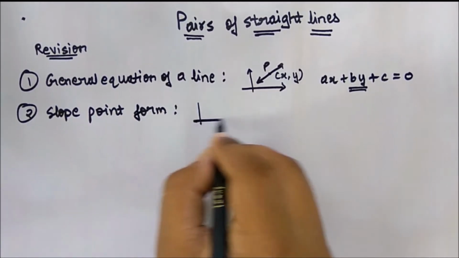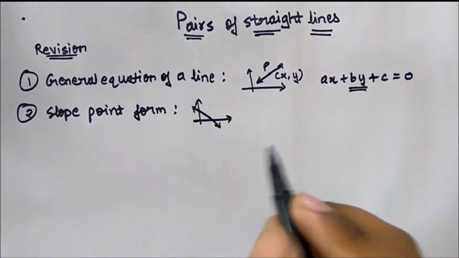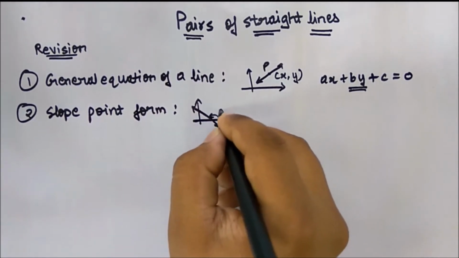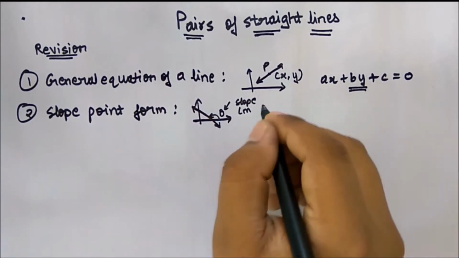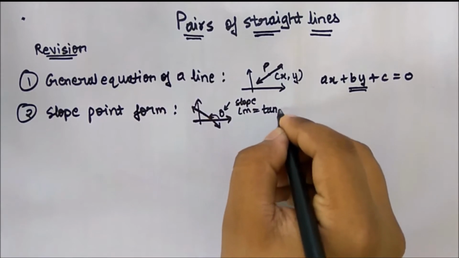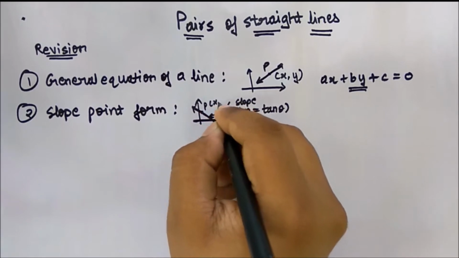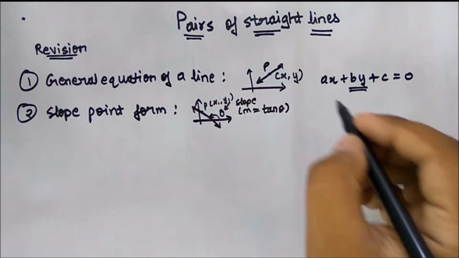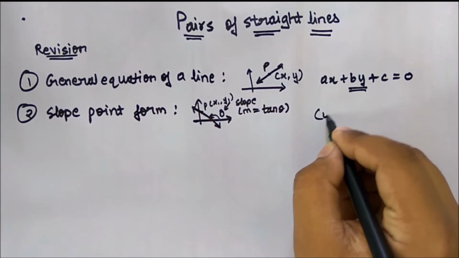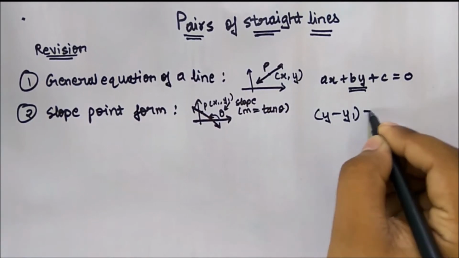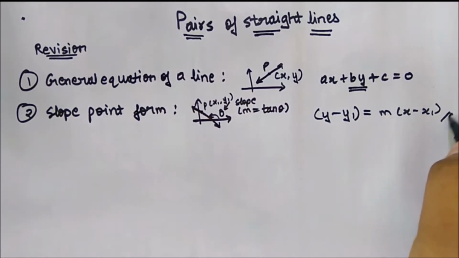In this form we used to have one point on the required line and the slope of the line is given. This is the slope of the line, which is denoted by m, which is also equal to tan theta, and say this is any point P (x1, y1). Then to find the equation of this required line, we used this relation.